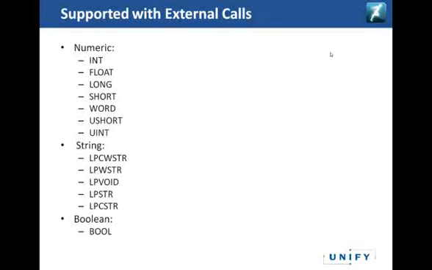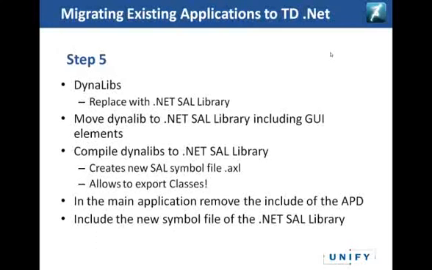Coming to step 5, Dynalibs. On the agenda slide, you saw that we did something new in .NET that we didn't announce last year, which is .NET SAL libraries. What you need to do is move Dynalibs to .NET SAL libraries, including your GUI elements. You just open the code of your existing Dynalibs, change the build setting to .NET SAL library, and build that .NET SAL library. This will create a new SAL symbol file called an .axl file, and this AXL file can then be included in your main .NET application instead of the APD. So basically you remove the APD link in your main application and include the new AXL link in your .NET application, and that's basically it.